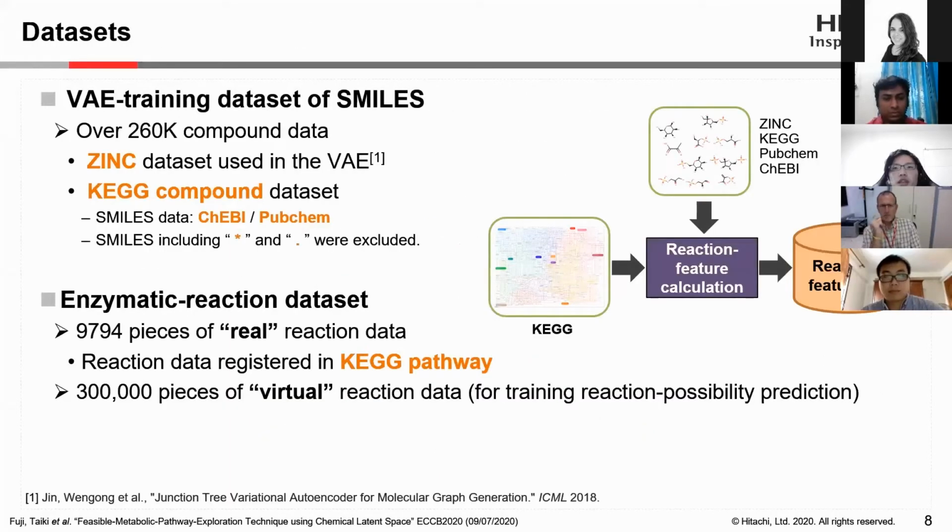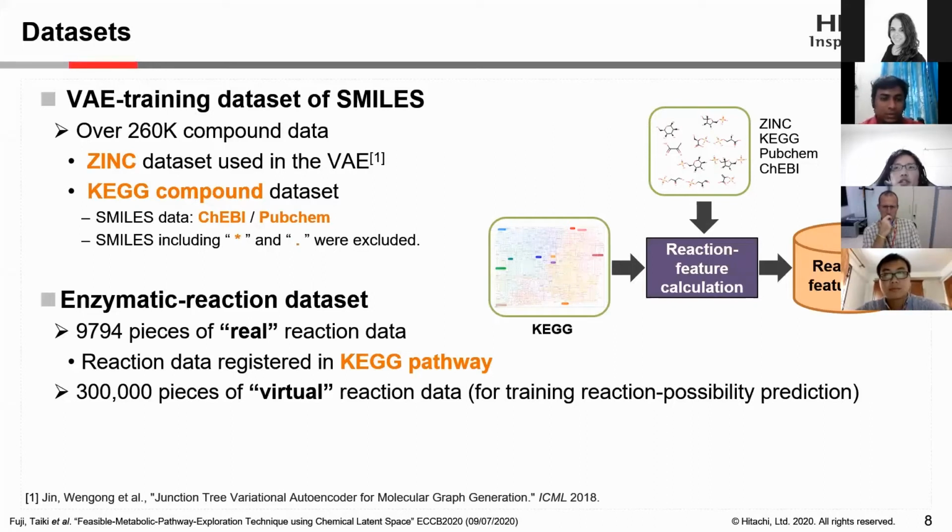These are data sets for VAE training and exploring pathways. The VAE training dataset of SMILES consists of the ZINC dataset used in the VAE paper and compound data acquired from KEGG compound. Over 260,000 pieces of compound data were prepared under this condition.